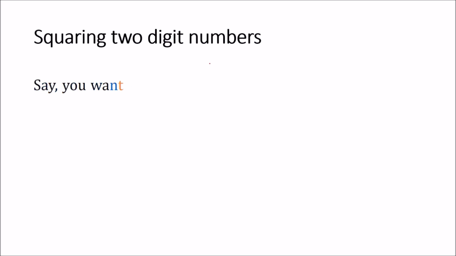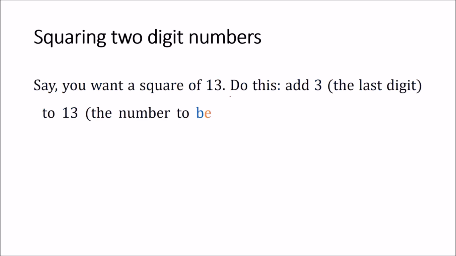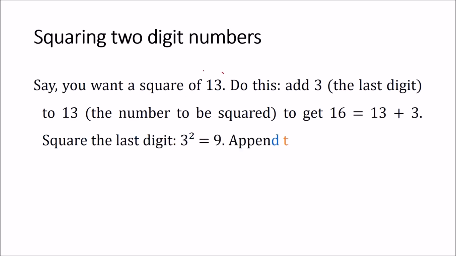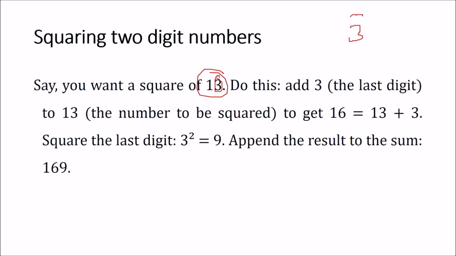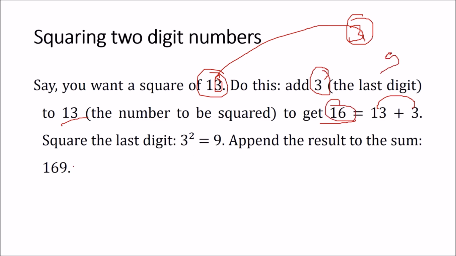If you want to square a 2-digit number, how are you going to square it? Just take an example, you have 13. What are you going to do? The last digit you take, this is 3. You add this 3 to 13. What will you get? 16. You have added 3 to 13, that is 16. Square the last digit. This last digit you have taken, square it. 3 3s are 9. And append this 9 to this 16. 169 will be the answer.